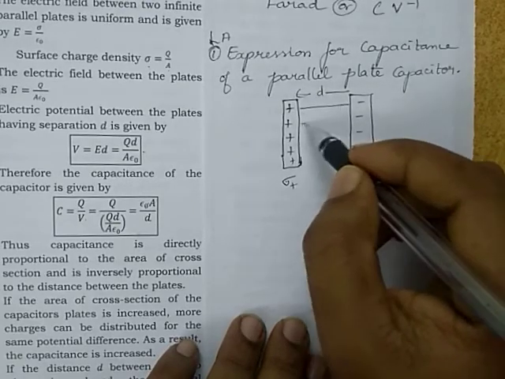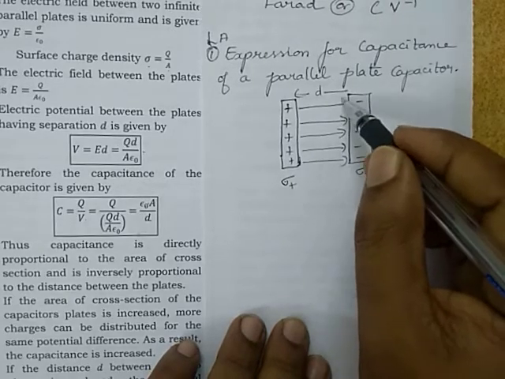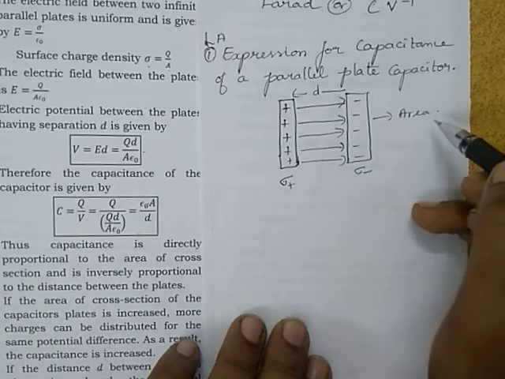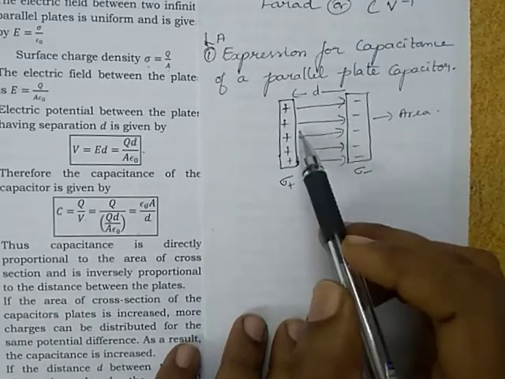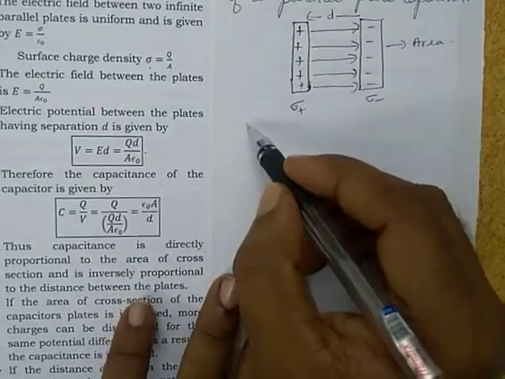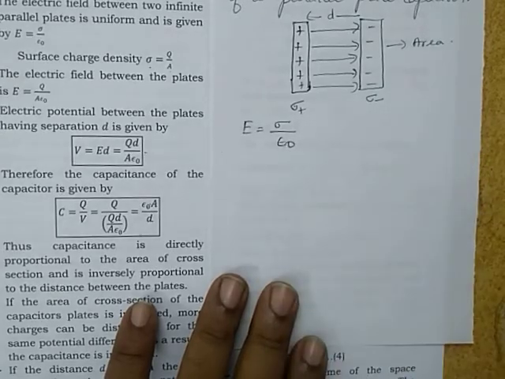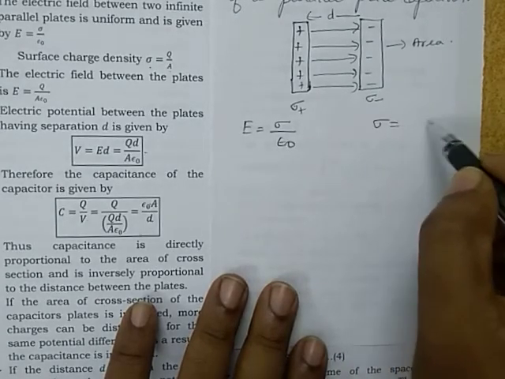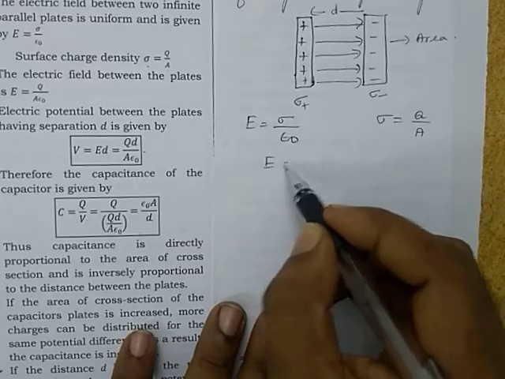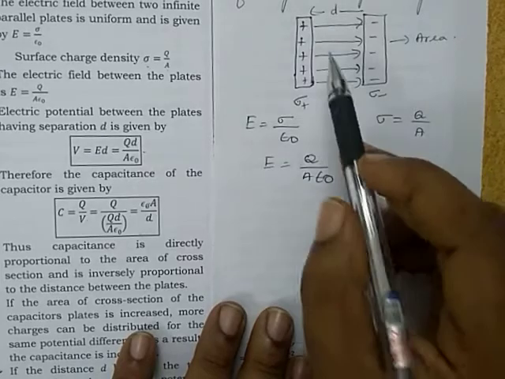In between the capacitor plates there will be a confined electric field. We know very well electric field starts from positive charge and terminates at a negative charge. These two plates have the area A. Then we know the electric field between the two infinite parallel plates is uniform. The value of the electric field will be E is equal to sigma by epsilon naught. Here we know sigma is the surface charge density, that is Q by A. On substituting this, the electric field becomes E is equal to Q by A epsilon naught. Then we need to find the potential between the two plates.